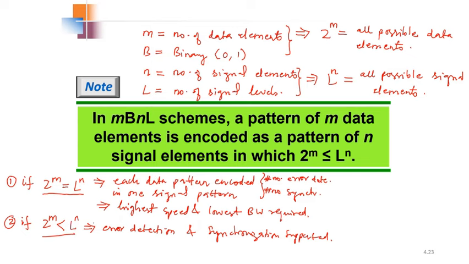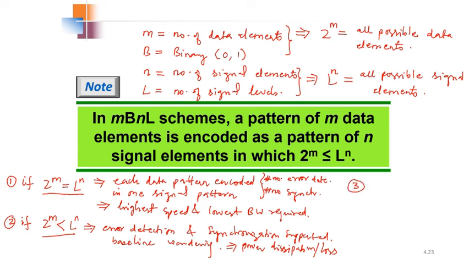Each data pattern will be encoded efficiently by using different levels. All the data patterns will utilize only some portion of the signal elements, so the remaining signal elements will be used for error detection, synchronization, or baseline wandering. Baseline wandering is related to power dissipation or power loss. That can be removed if extra signal levels are available even after encoding all possible data patterns. So this is the second case.